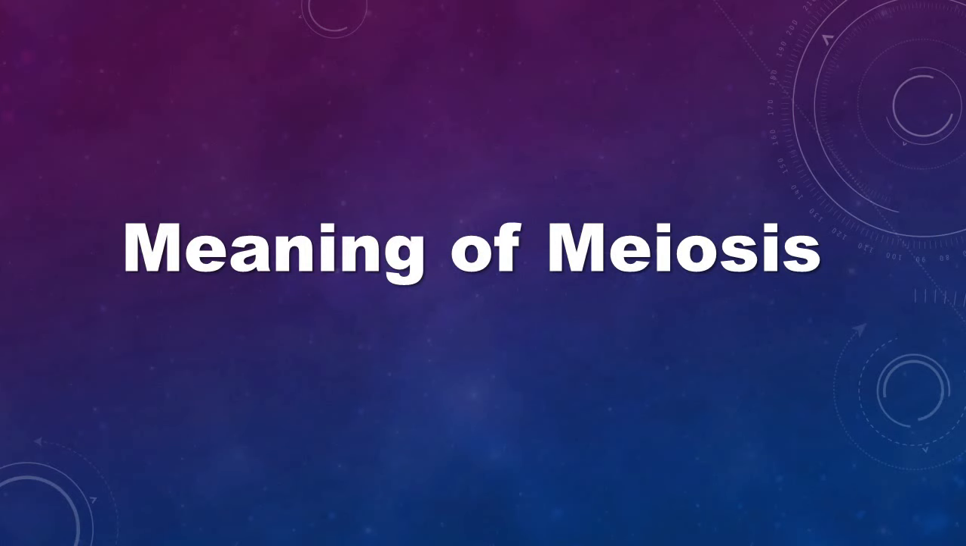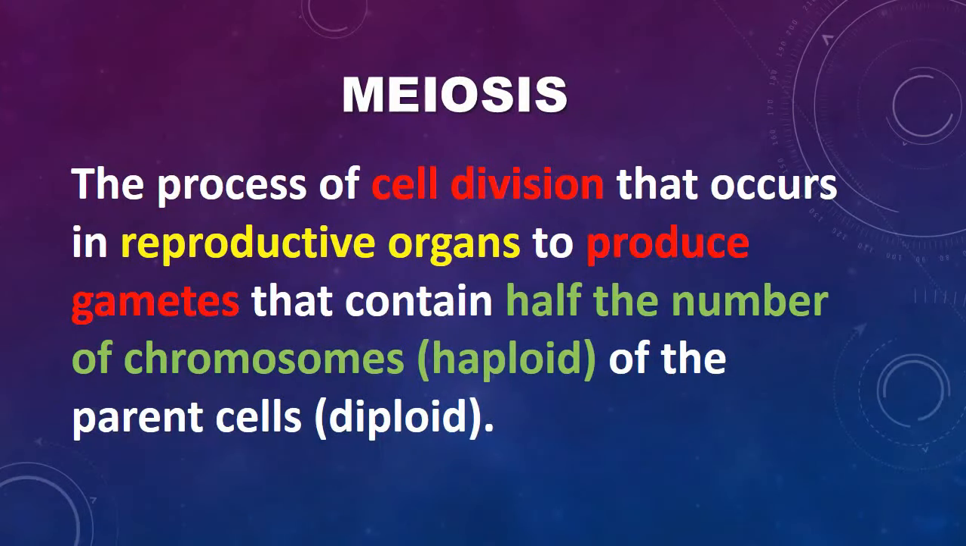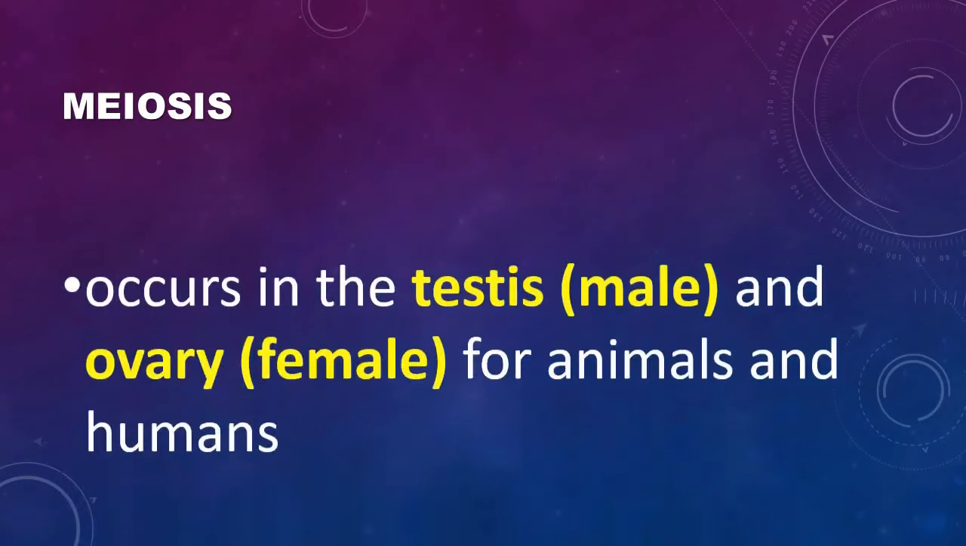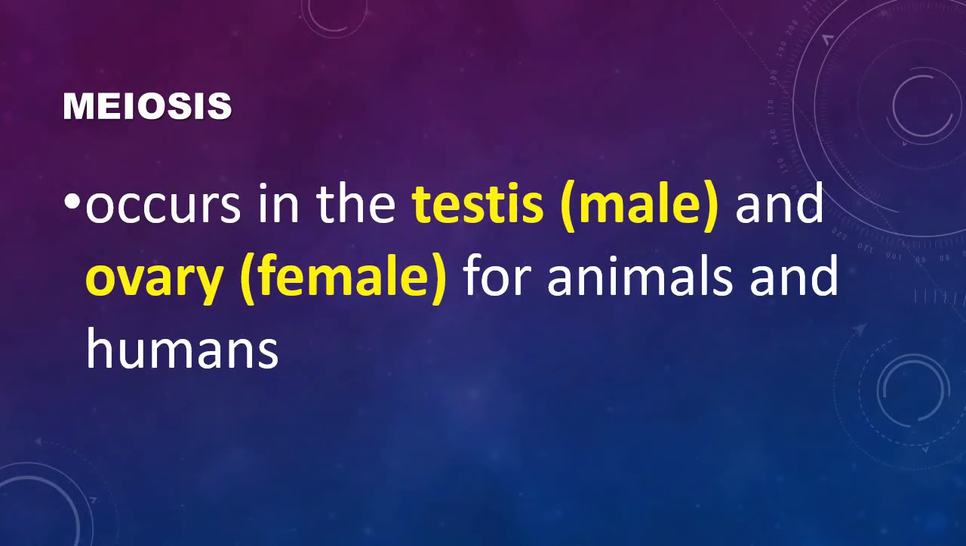What is the meaning of meiosis? Meiosis is a process of cell division that occurs in reproductive organs to produce gametes that contain half the number of chromosomes, which is haploid, of the parent cell, which is diploid. It occurs in the testes of male and ovary of female for animals and humans.